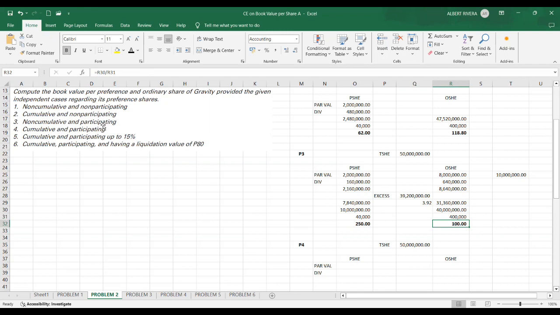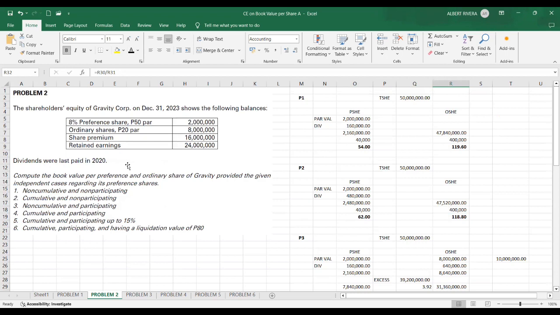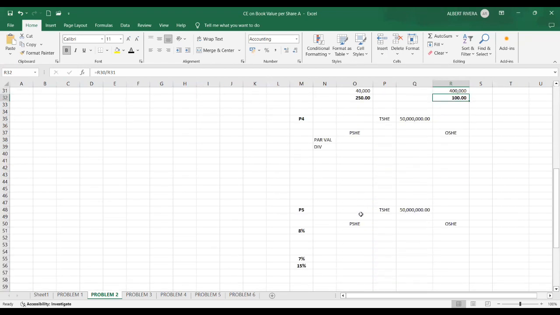How about item 4? Cumulative and participating. Okay? Sample tayo. Problem 4. Compute for the book value per preference shares and ordinary share under item 4, cumulative and participating. Okay? 30 seconds. Please provide the book value per preference and the book value per ordinary. Or 1 minute, no? Post your answers in the chat box.